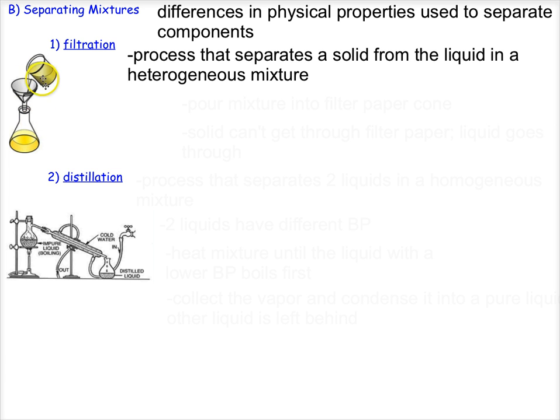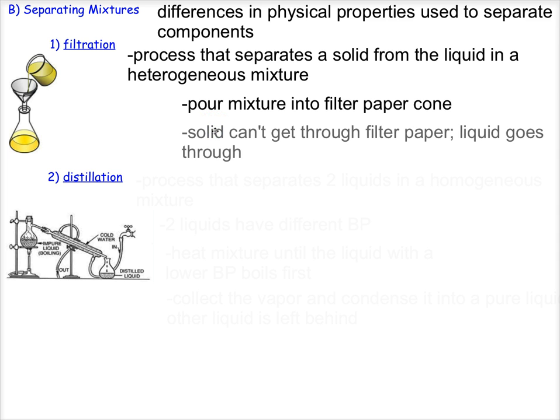Here's a picture of a solution or substance being filtered through a piece of filter paper. Okay, so filtration is a process that separates a solid from the liquid in a heterogeneous mixture. You would pour the mixture into a filter paper cone. The solid can't get through the filter paper and the liquid goes through. So therefore you have a separation. The solid is left behind in the filter paper and the liquid goes through. Separation, physically done.